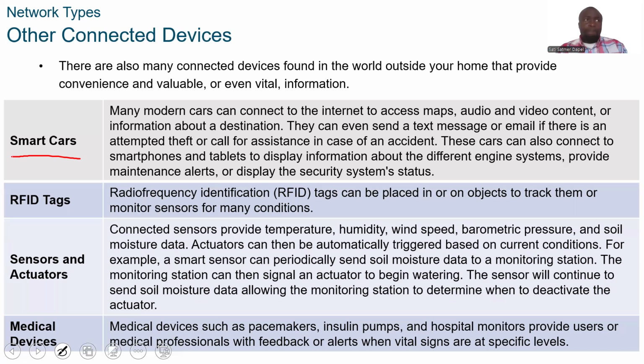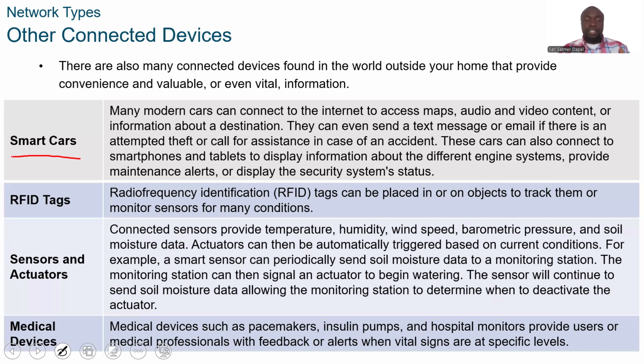So these tags can be inserted in any device. Anything that you would want to monitor, you would want to check, you want to keep track of, the RFID tags take place. And then you have the sensors and actuators.